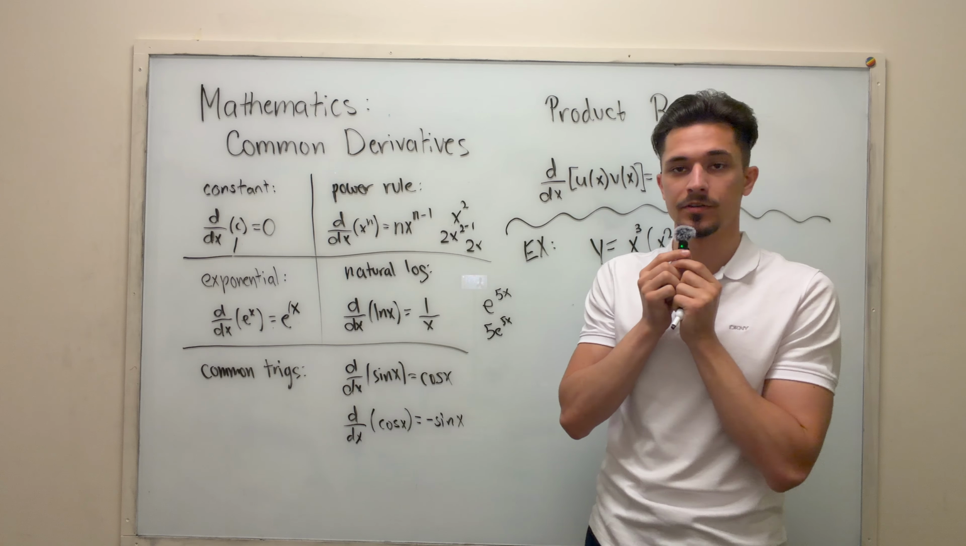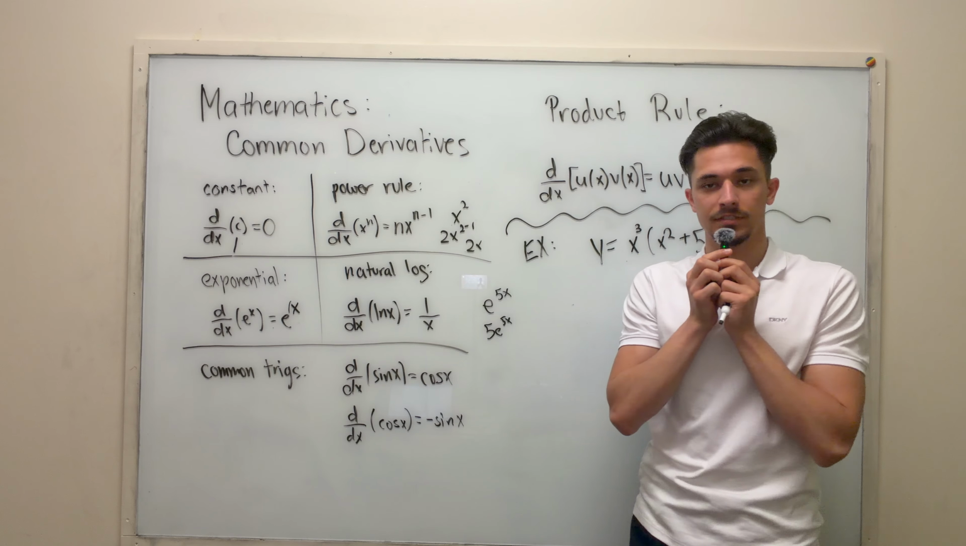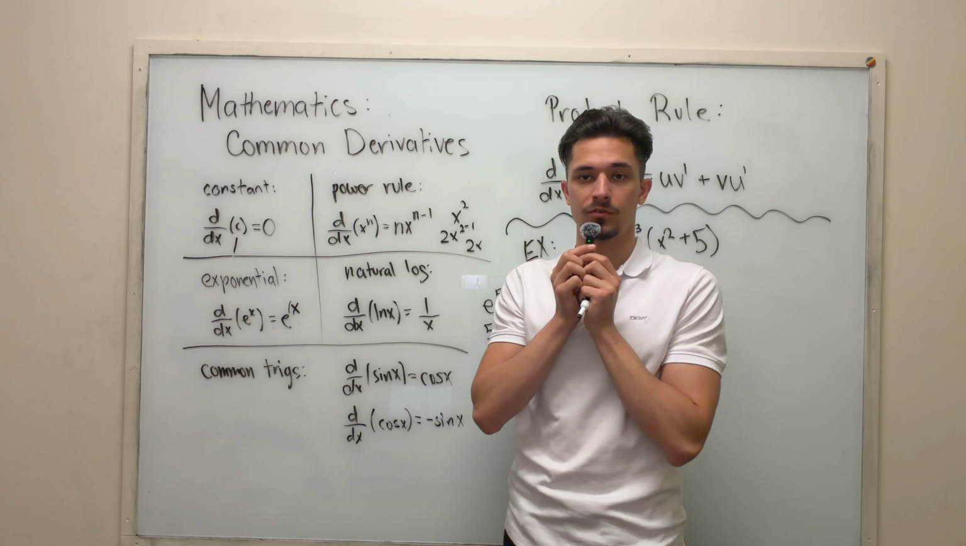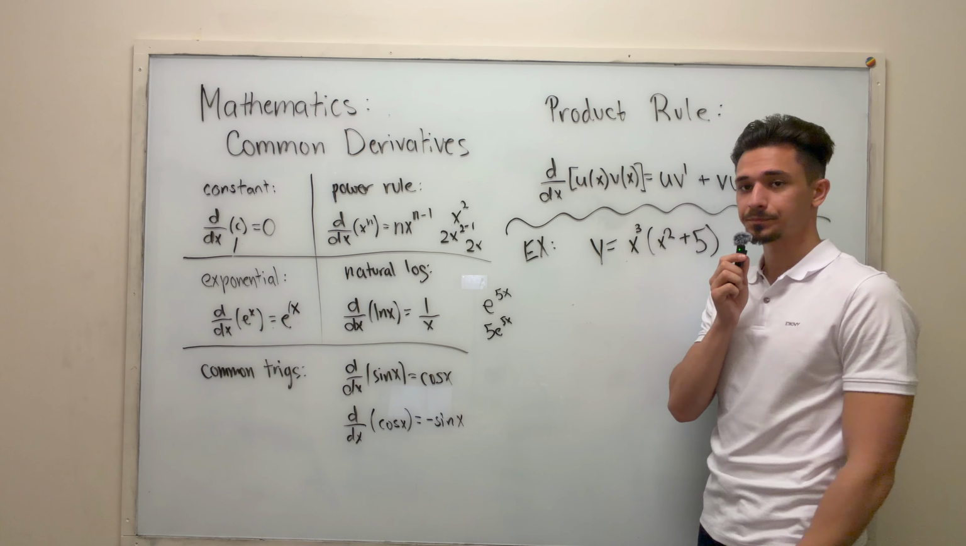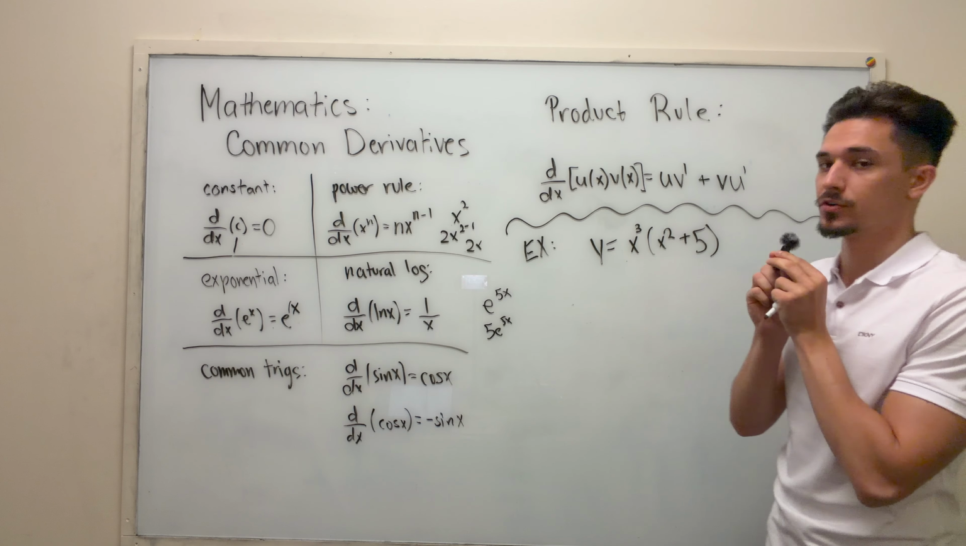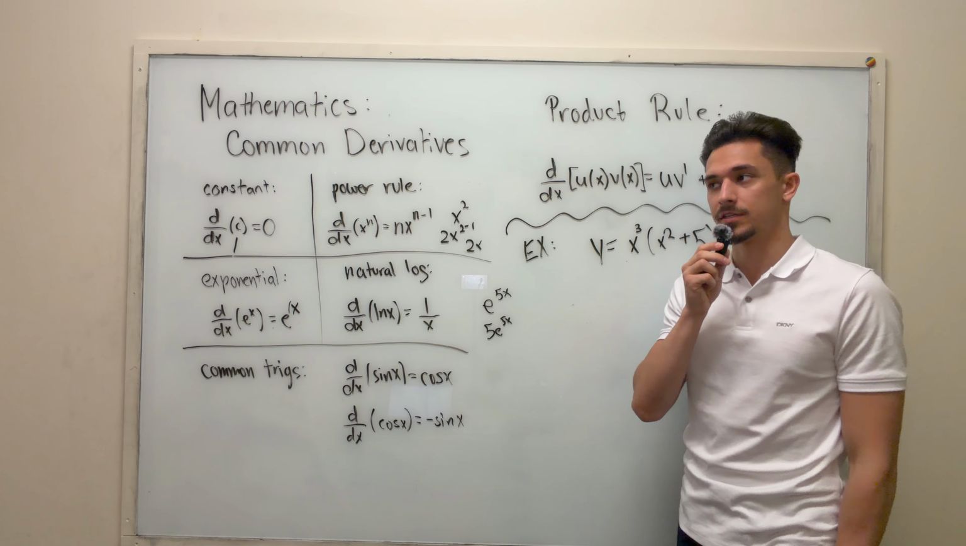Some other common trig derivatives you should know: the derivative of sine of x is cosine, and the derivative of cosine is negative sine. So those are the two at the bottom. Now, another thing that's going to be pretty crucial is knowing the product rule. We'll be going over some problems and doing them together.